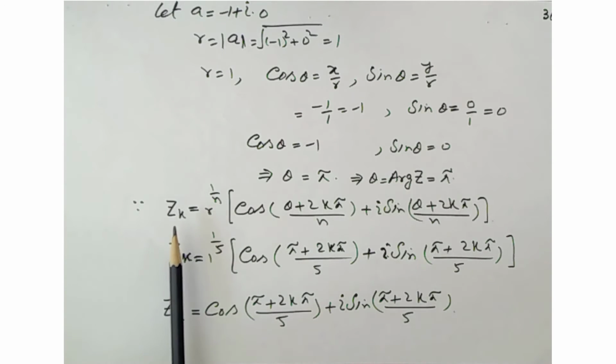So this is the general formula to find the roots of the equation. Put here r is equal to 1 and n is equal to 5, because we have to find the 5 roots, so we put n is equal to 5. Here also we put n is equal to 5 and theta equal to pi. So z_k becomes cos of (pi plus 2k pi) by 5 plus iota sin of (pi plus 2k pi) by 5.